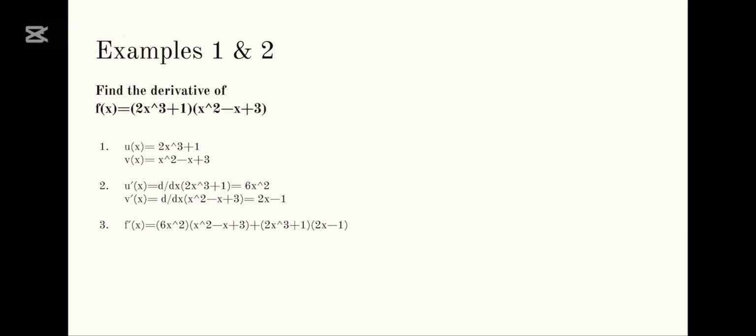Finally, we're going to use the product rule to find the derivative of the equation. So the derivative of f of x will equal the derivative of u of x multiplied by v of x plus u of x multiplied by the derivative of v of x. So that's going to be 6x squared multiplied by x squared minus x plus 3 plus 2x cubed plus 1 multiplied by 2x minus 1.